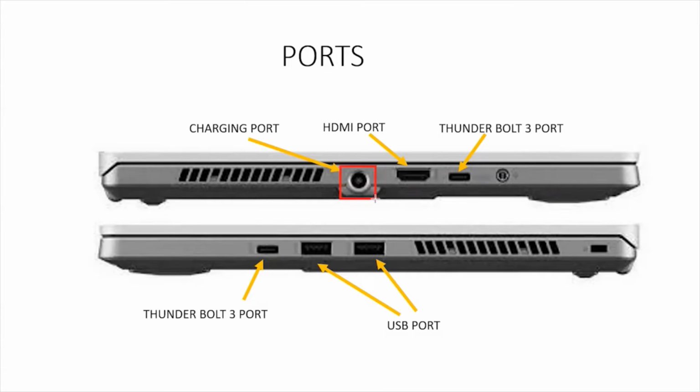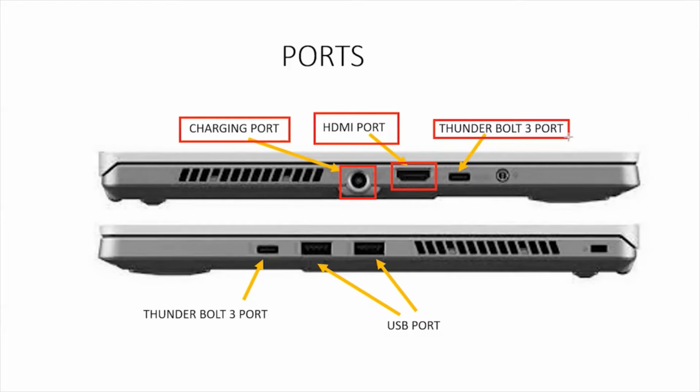So you can see this is one charging port here, as I've already written here. Then we have one HDMI port, then one Thunderbolt 3 port. A Mac, like he said already, has a Thunderbolt 4 port. The difference is a Thunderbolt 3 port can support 16 gigabytes per second, while the Thunderbolt 4 port can support 32 gigabytes per second. Then we have one more Thunderbolt 3 port here. Then we also have two USB ports.